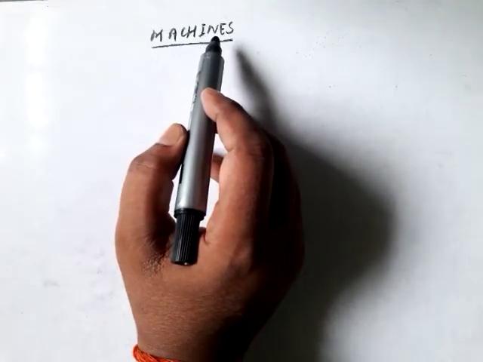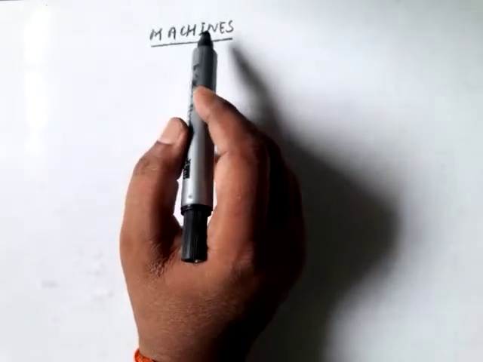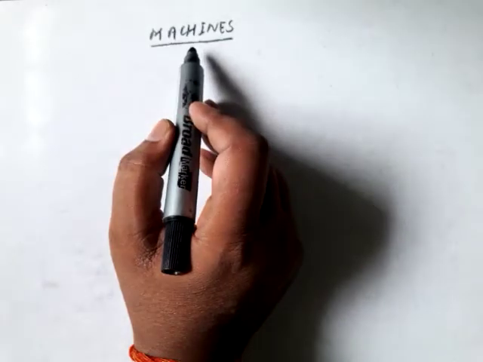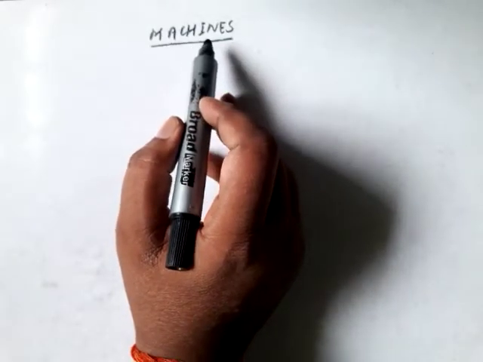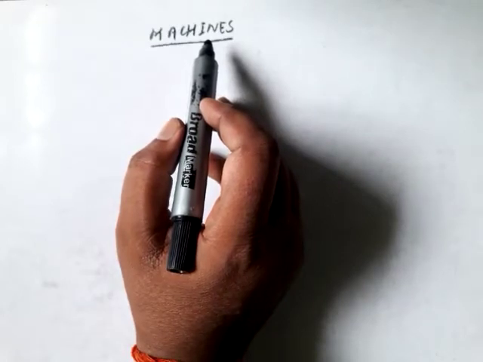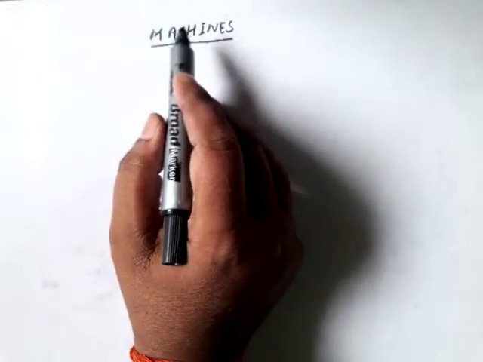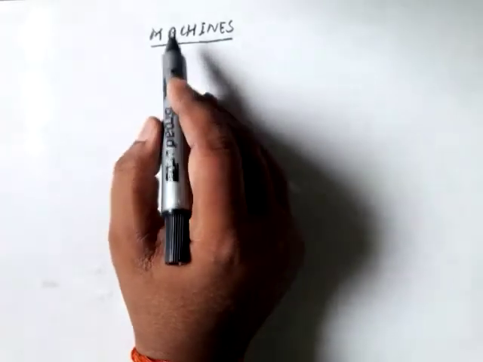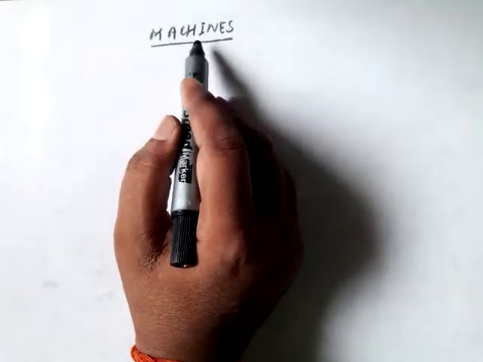So dear students, in our daily life we do a lot of work with the help of simple machines. What is a simple machine? A simple machine is one which makes our work easier and faster. This is the concept. A machine is a device which makes our work easier and faster, and it also saves our time. So machines have a lot of advantages in our daily life.